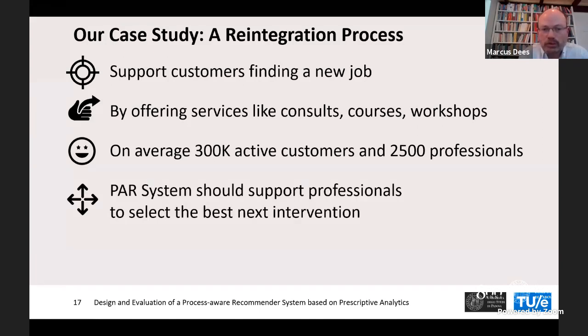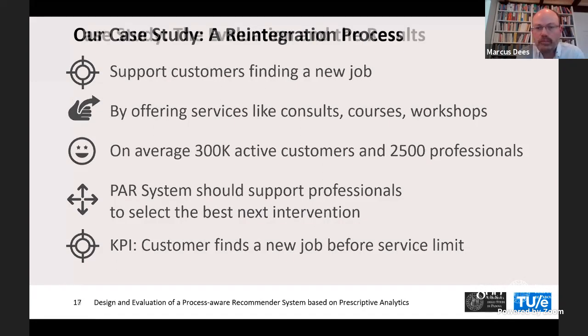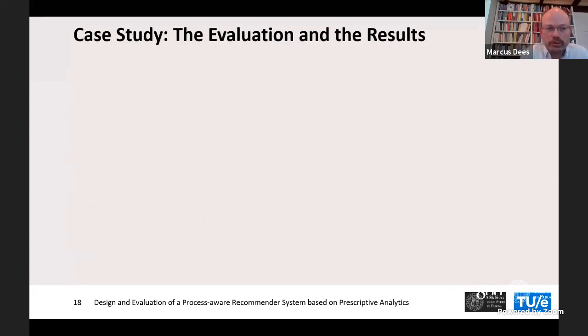And our process-aware recommender system, here abbreviated as the PAR system, should then support these professionals to select the best next intervention for a customer. But in the end, it's up to the professional to choose. And the KPI that we try to optimize is that a customer finds a new job before the service limit. We use an evaluation approach, which is not part of our framework, but we only use that for this evaluation.